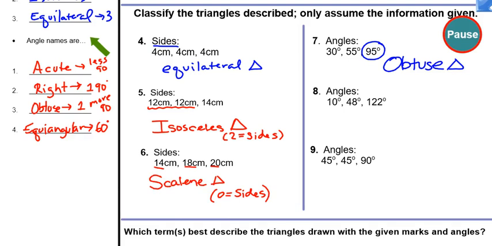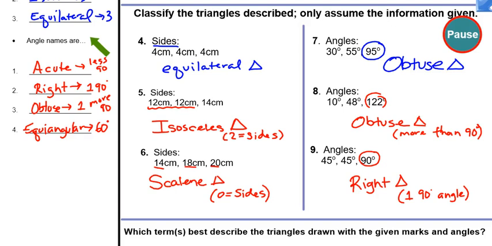Jump over to number 8. And number 8 has one number that stands out, and that's this 122. And as soon as you see that one number that's more than 90 degrees, we know that that is an obtuse triangle. And then the last question, we have this one number that is exactly 90 degrees. That tells us that that must be a right triangle. So check your work there and see how you did.